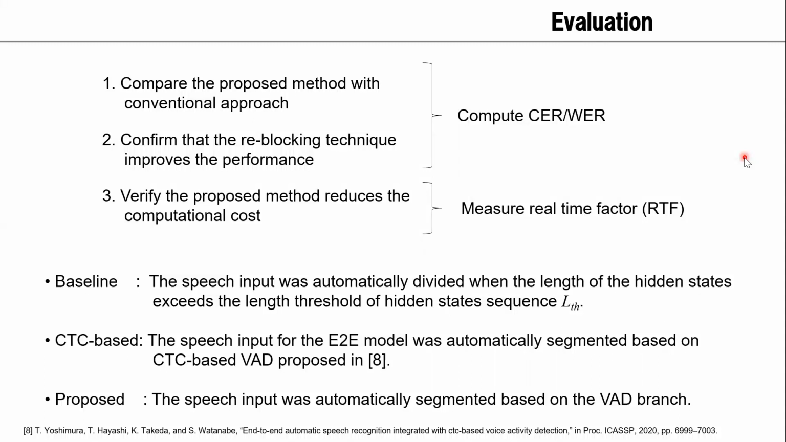We compare the proposed method with 2 baselines. The one is that the speech input was automatically divided when the length of the hidden state exceeds the length threshold of hidden state sequence L. In other words, the speech input was automatically divided at equal time intervals, regardless of voice activities. Second one is CTC-based method, which I explained in the related work. The speech was automatically segmented based on the blank labels.